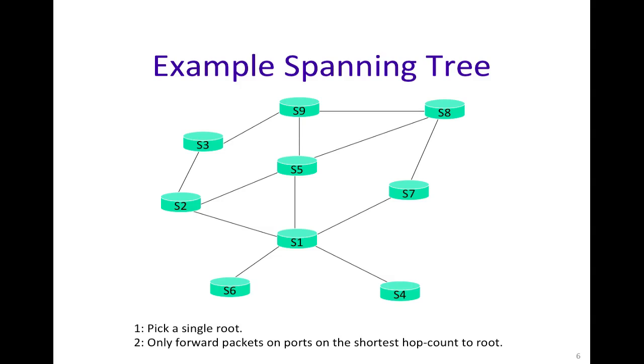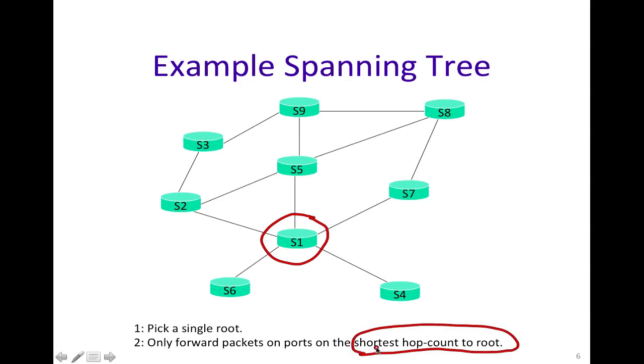Let's look at an example here. This is just an example spanning tree. So step one is it's going to pick a single root. The way that it's going to do this is just exchange ID numbers and pick the one with the lowest ID. So I'm just going to assume here that it's exchanged enough to decide that S1 is the root. And then it's going to forward packets on the ports on the shortest hop count path to the root. And so S6 would send along here, S2 would send along here, S4, we've seen many examples of this now, of how to create this.